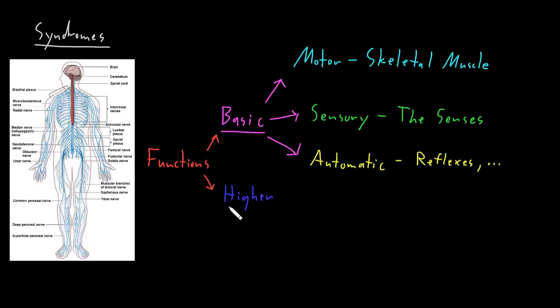But now the higher functions of the nervous system are not performed by huge areas of both the central and the peripheral nervous system. The higher functions are performed by parts of the brain. And like the basic functions of the nervous system, I like to divide up the higher functions of the nervous system into 3 big categories. The first big category of the higher functions of the nervous system I like to call cognition.